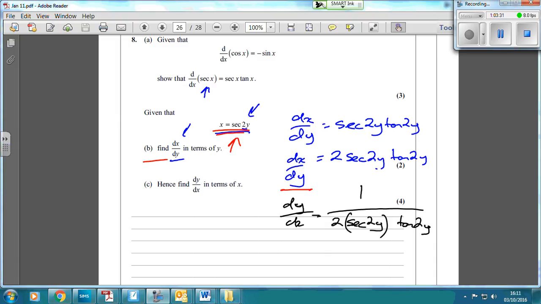Now we know that sec 2y is x, because we've got to find dy by dx in terms of x, which means we can't have any y's there. So sec 2y just gets replaced by x. So it's going to be 1 over 2x tan 2y. And now we've got at least 2 of our marks. So we need to know what this is in terms of x.